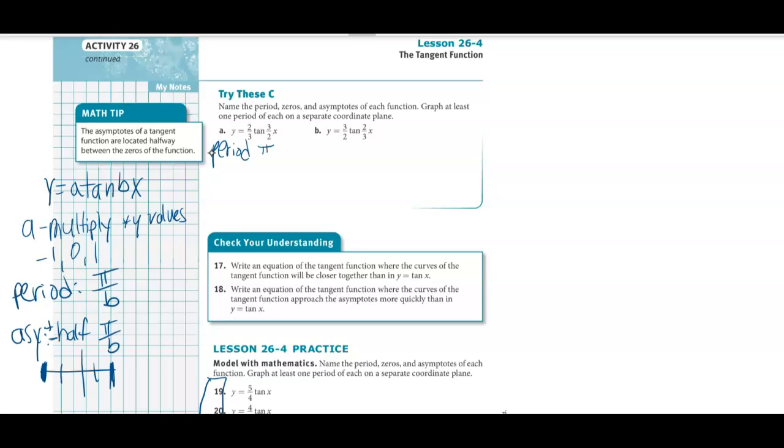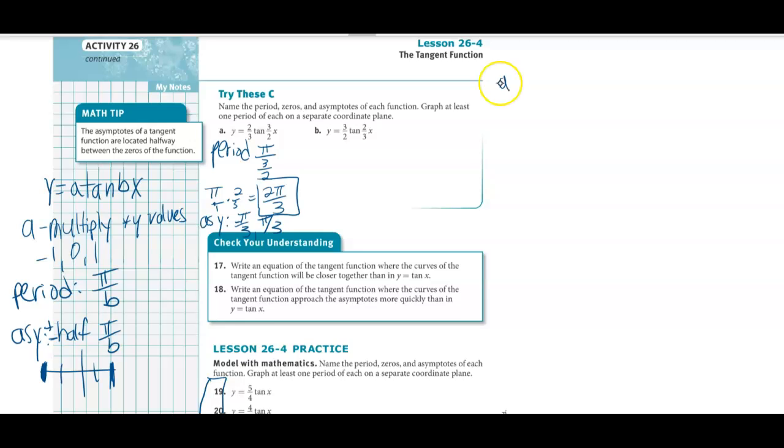So period is going to be pi over b, so it's 3/2. So that'll be the same as multiplying by the reciprocal. So we get 2 pi over 3 for our period. So then those asymptotes are going to be half of that. So taking half of that would cancel out that 2 in the numerator. So our asymptotes are at -pi over 3, positive pi over 3.